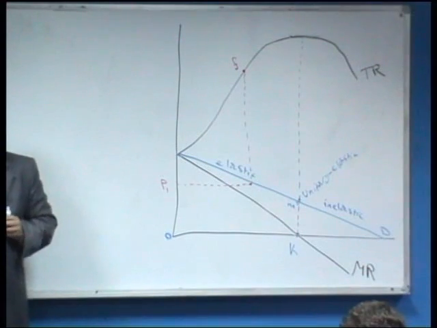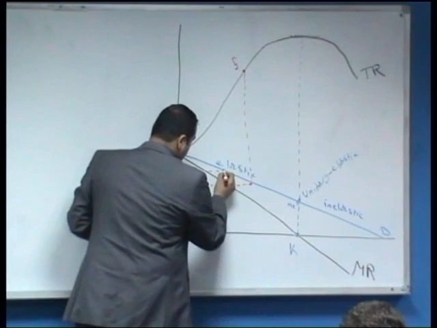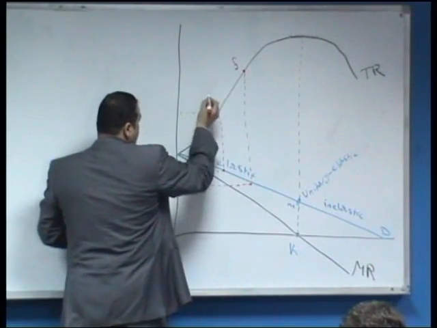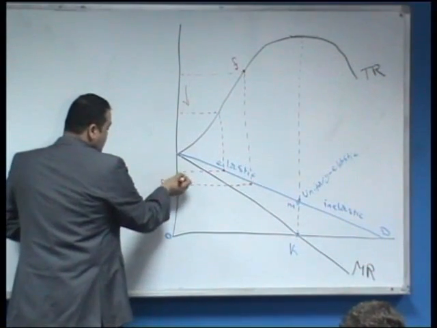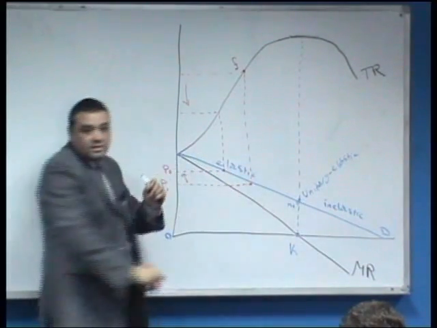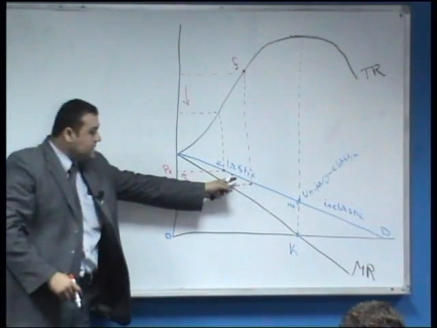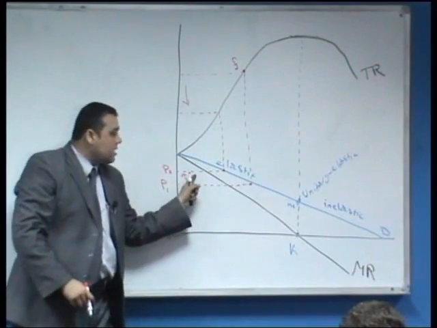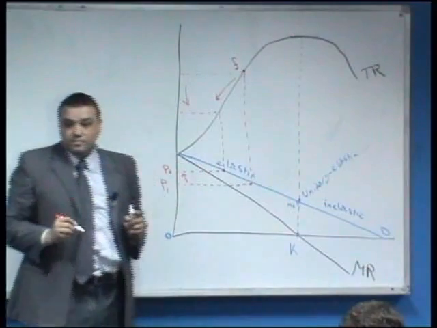If the price increased to P2, total revenue will decline, as you see. There is a decline in total revenue when the price increases to P2 in the elastic area. So as you see, when the demand is elastic, increasing the prices leads to a reduction in total revenue.